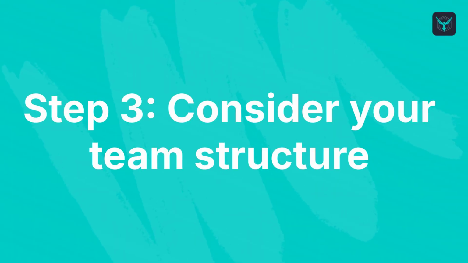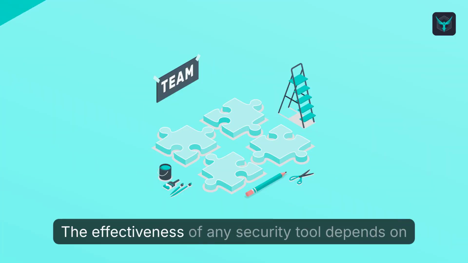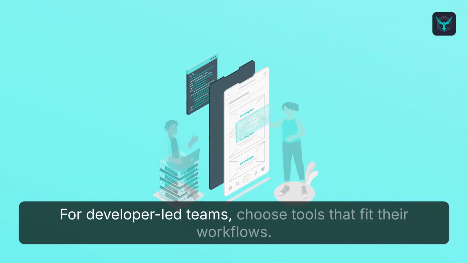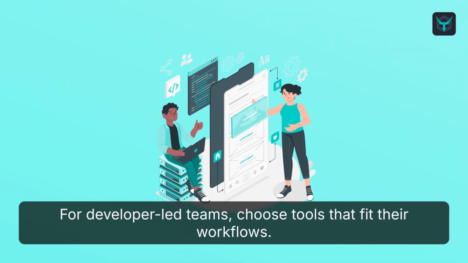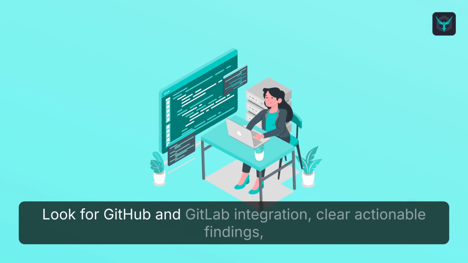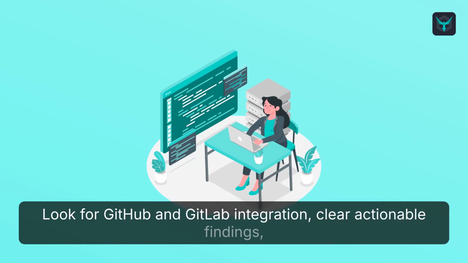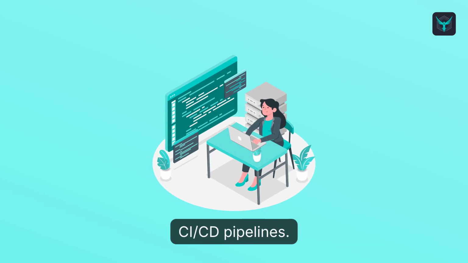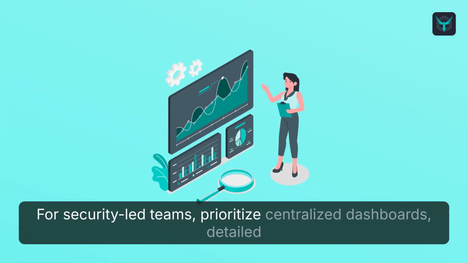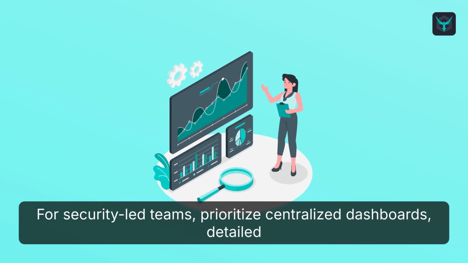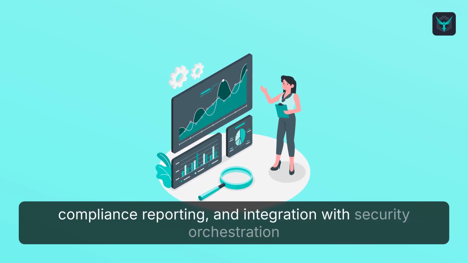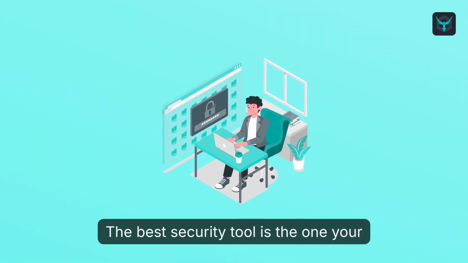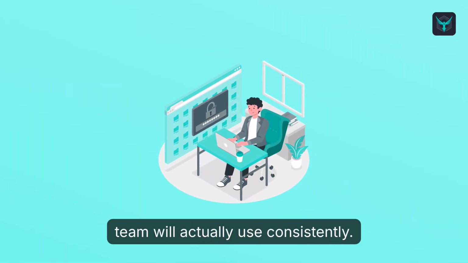Step 3. Consider your team structure. The effectiveness of any security tool depends on who's using it. For developer-led teams, choose tools that fit their workflows. Look for GitHub and GitLab integration, clear actionable findings, and fast scan times that don't slow down CI/CD pipelines. For security-led teams, prioritize centralized dashboards, detailed compliance reporting, and integration with security orchestration tools. The best security tool is the one your team will actually use consistently.